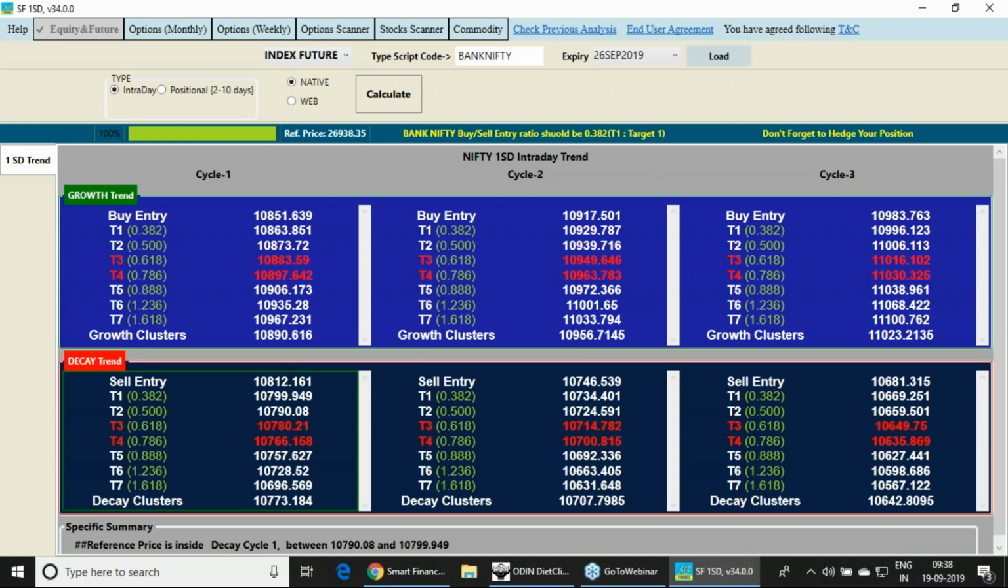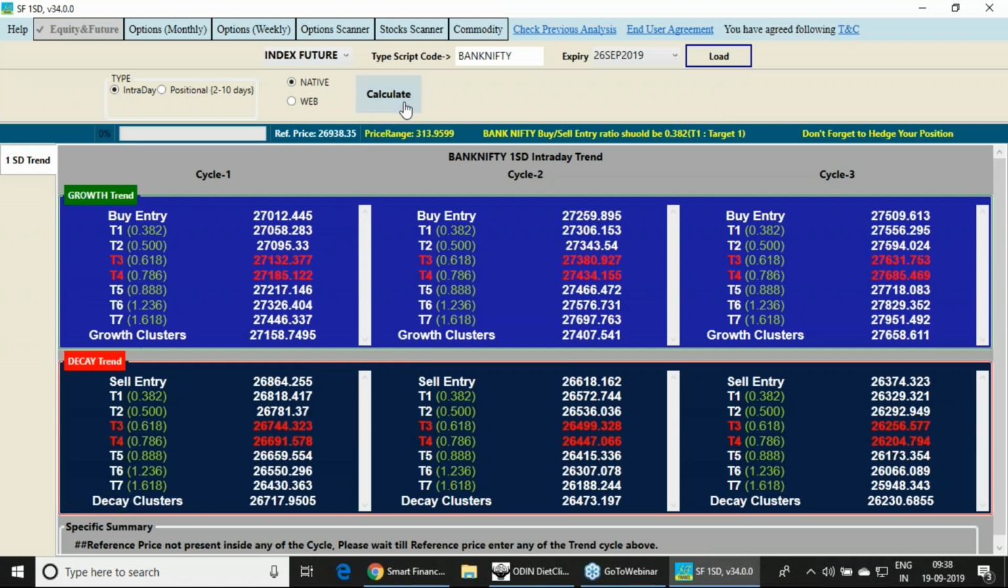So now I am doing the calculations of the Bank Nifty here. Bank Nifty is at 26,938. It is very, very critical here. You answer me where I should buy in the Bank Nifty. What should be my stop loss? What will be my targets? For Bank Nifty, carefully look at the screen and tell me where I should buy, what will be my stop loss, and what will be my targets. Carefully look at the screen.